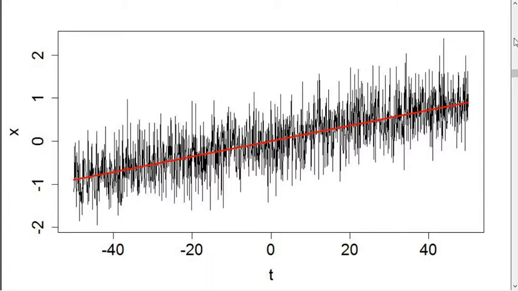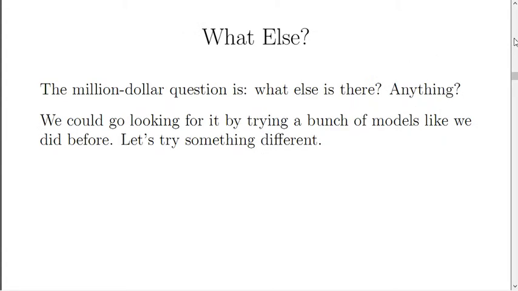You can see it pretty plainly here, and it's a big enough slope compared to the noise level that the signal to noise ratio is big enough to make the trend kind of obvious. The million-dollar question, of course, is what else is there signal-wise? Is there anything there other than just noise?